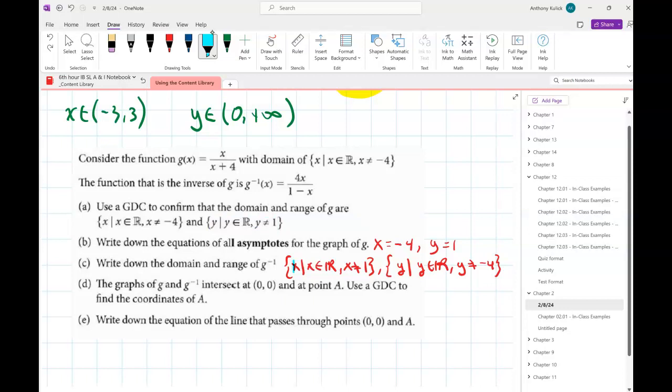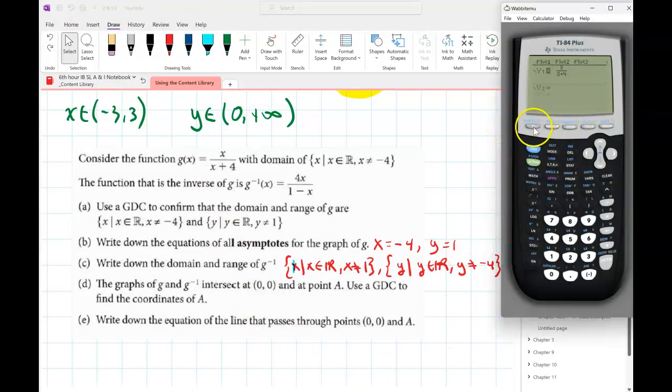It says the graphs of G and G inverse intersect at 0, 0, and at a point A. Use your graphing calculator to find the coordinates of that point A. Okay, so there's my one. And then I'll do the other one here real quick. So I have 4x over 1 minus x. I'll hit graph here. So there's that one intersection at 0, 0. This must be the other one they're talking about, right?